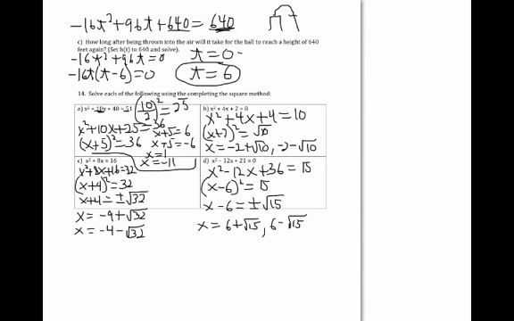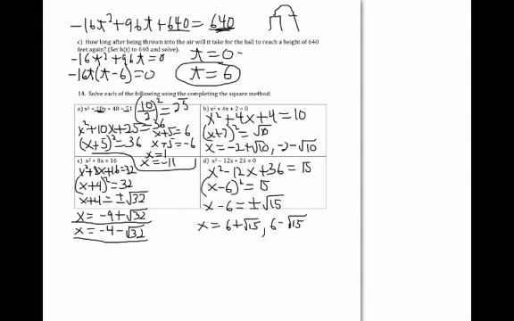For c, in order for it to be a perfect square trinomial, we have to have a third term of 16. So we add that to both sides. We get x squared plus 8x plus 16 is equal to 32. And that gives us (x plus 4) squared is equal to 32. X plus 4 is equal to the positive or negative square root of 32. So as our solutions, we get x is equal to negative 4 plus the square root of 32, or negative 4 minus the square root of 32.